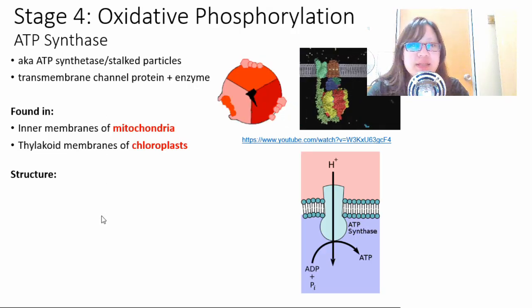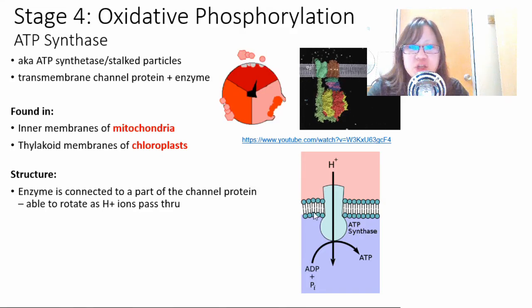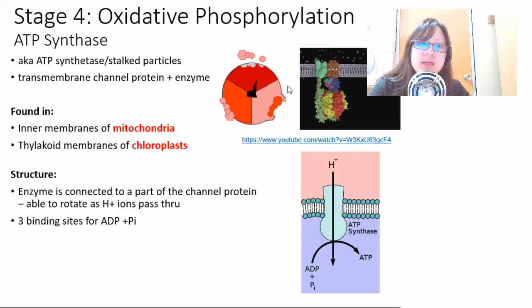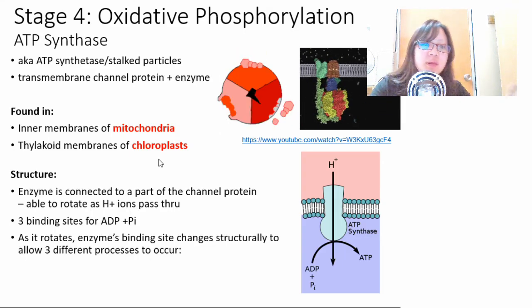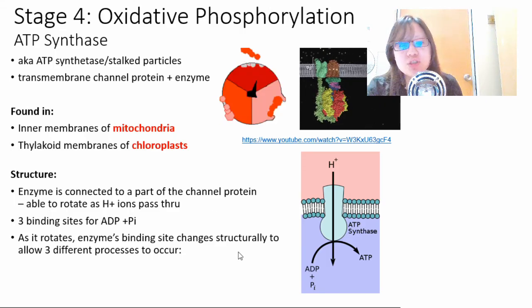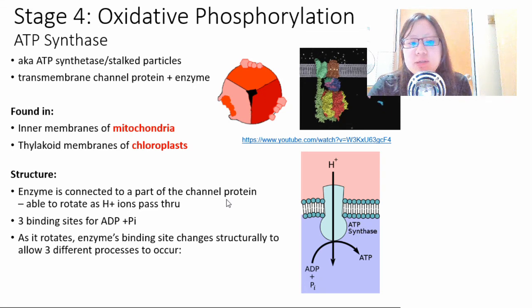Let's go back to talking about ATP synthase. ATP synthase structure looks a little bit like this. There's a channel protein on the top, and the enzyme is connected to a part of it in this bottom area. It's able to rotate as hydrogen ions pass through, as we previously mentioned. This is more detailed. It has 3 binding sites for ADP and inorganic phosphate, as you can see here. There are 3: 1, 2, and 3. And as it rotates, the enzyme binding site changes in conformation to allow 3 different processes to occur.